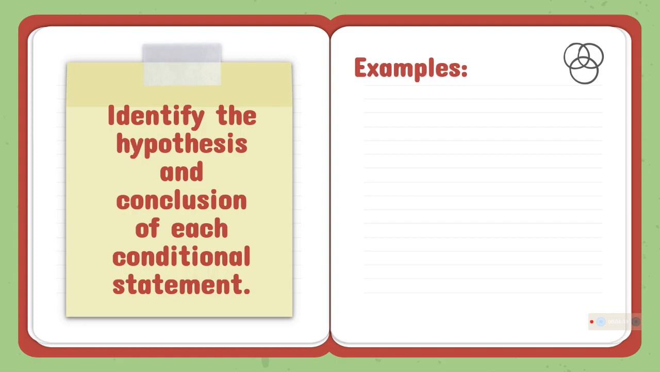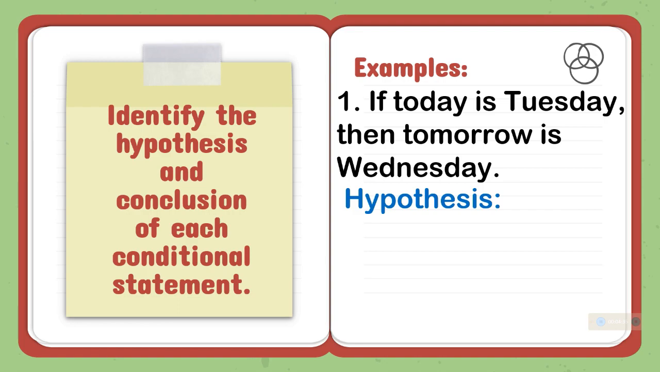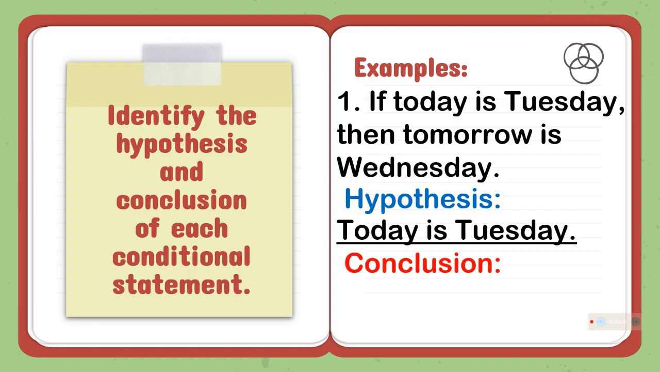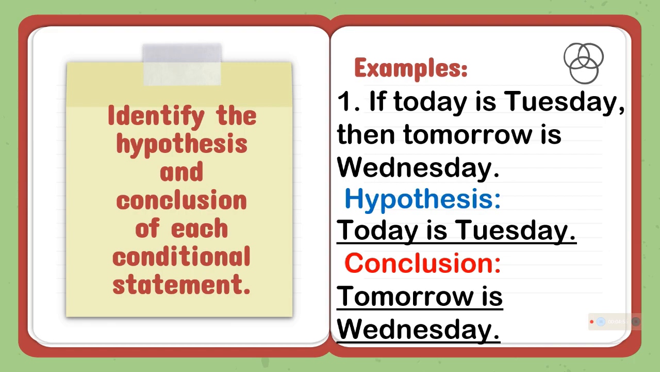We are going to identify the hypothesis and conclusion of each conditional statement. For number 1, we have: if today is Tuesday, then tomorrow is Wednesday. What will be our hypothesis here? Your answer should be, correct, today is Tuesday. How about the conclusion? What is our conclusion here? Correct, tomorrow is Wednesday. So again, we have here the hypothesis and conclusion.